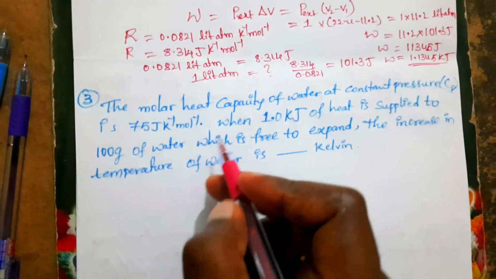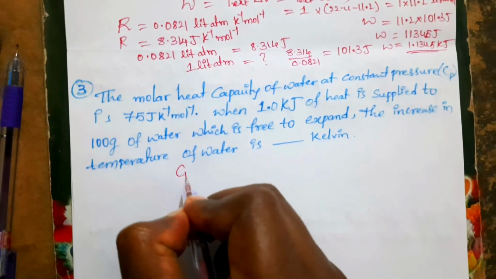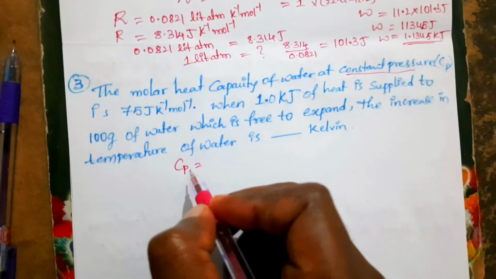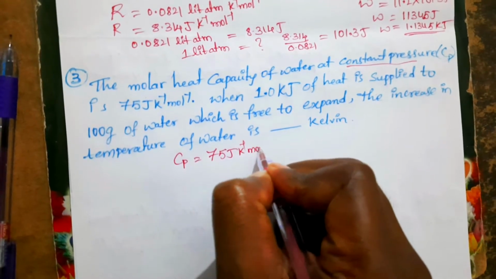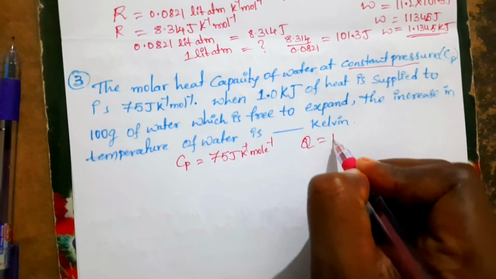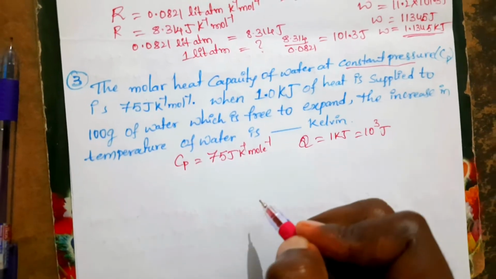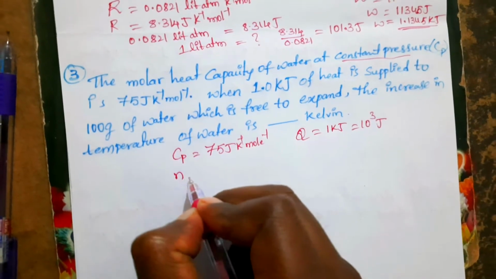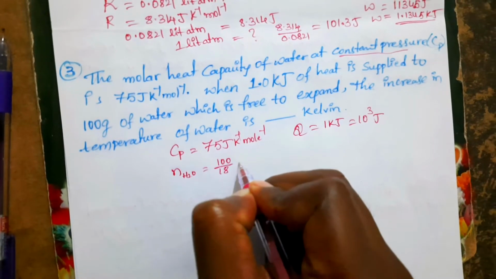Next question. The molar heat capacity of water at constant pressure, Cp, they have given. Molar heat capacity of water at constant pressure, that is Cp, is 75 joules per Kelvin per mole. And heat is supplied, 1 kilojoule, which is nothing but 10 power 3 joules of heat is supplied. Then what is the weight of 100 gram of water? The number of moles of water will be 100 by 18.